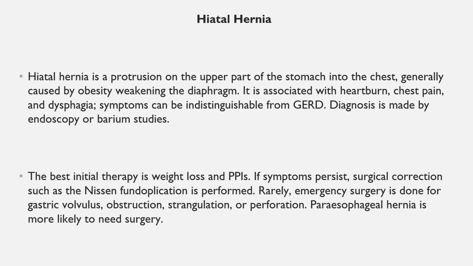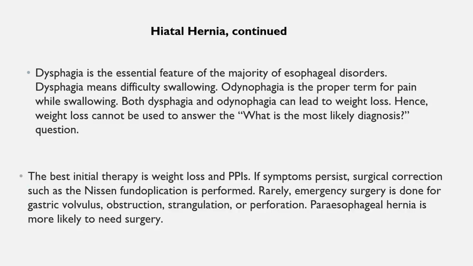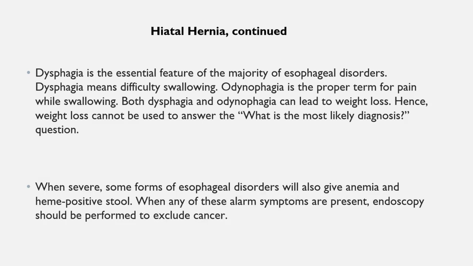Diagnosis is made by endoscopy or barium study. The best therapy for this is weight loss and PPI. But if the symptoms persist, surgical correction such as Nissen fundoplication is performed. Rarely, emergency surgery can be done for gastric volvulus, obstruction, strangulation, or perforation. Paraesophageal hernia is also most likely to need surgery, and endoscopy to exclude cancer.